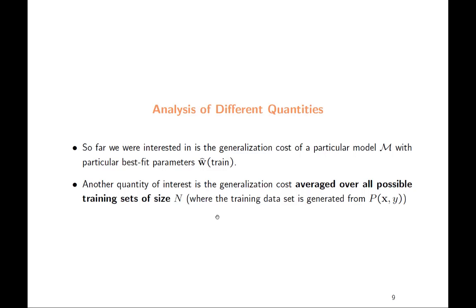So far we were interested in the generalization cost of a particular model with a particular best fit parameter, W hat training. Another quantity of interest is the generalization cost averaged over all possible training sets of size n, where the data set is generated from the same P of x, y. In a way, it's simpler to talk about these averages than to talk about the performance of a trained model, particularly if you want to do a theoretical analysis.